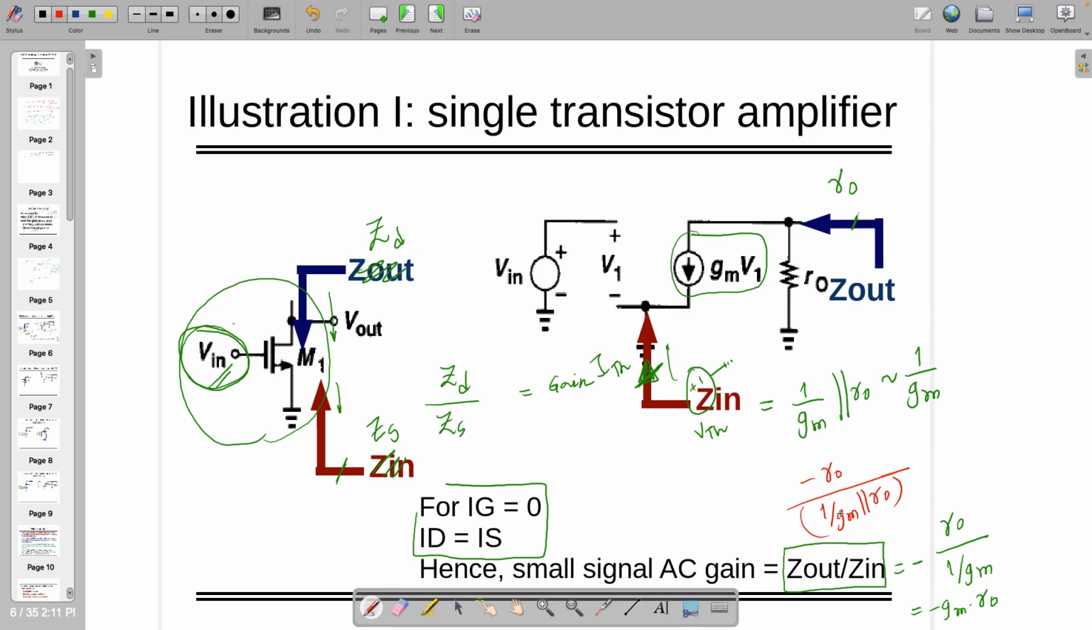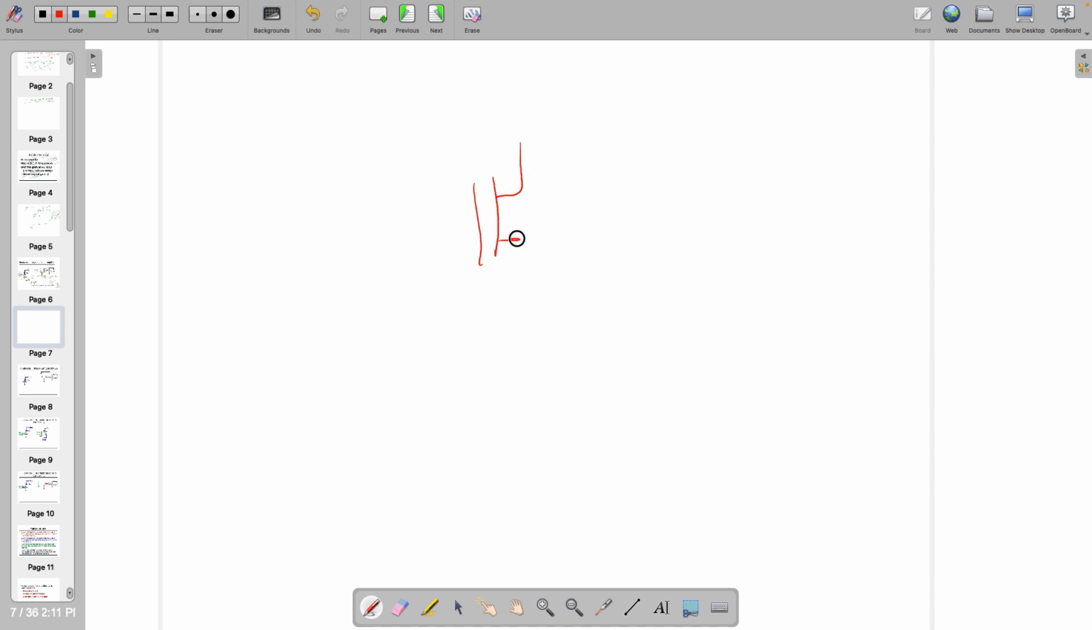By the way, this was a single transistor. And the single transistor gain, just now we found out when we keep this as input and this as output, with the other terminal at 0, if you find its gain, it is minus GM times RO. Everybody agrees on that? Where GM is the transconductance, and RO is nothing but the channel length modulation resistance.